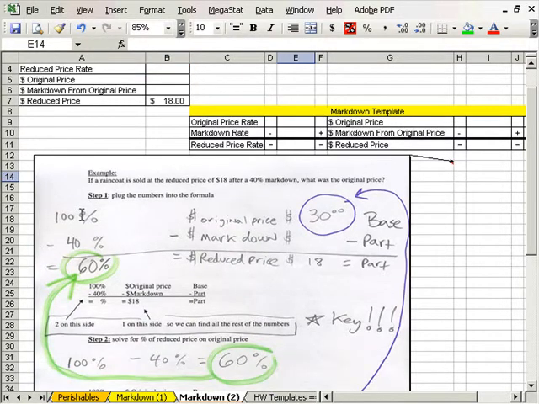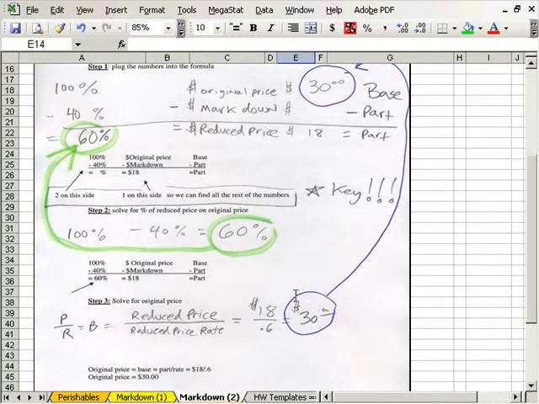Let's go ahead and plug our numbers in. We have 100 always, because base is always 100%. Notice here they give us our reduced price, so we plug that in there. And we have our 40% markdown. So let's solve for the 60%. First, 100 minus 40, 60. So 60, put that in there. Once we have that, we have our rate. We have a base we can multiply.